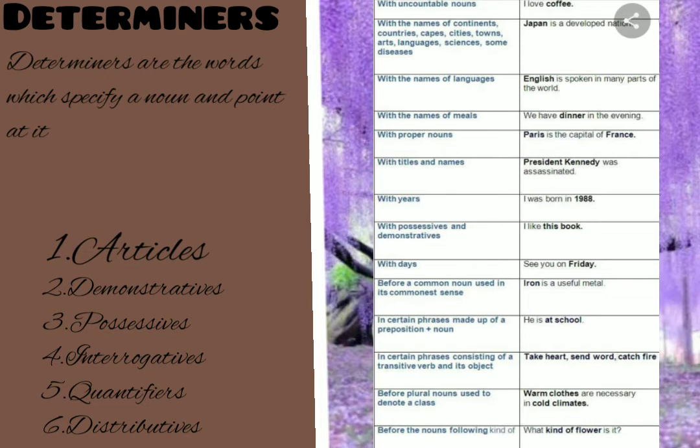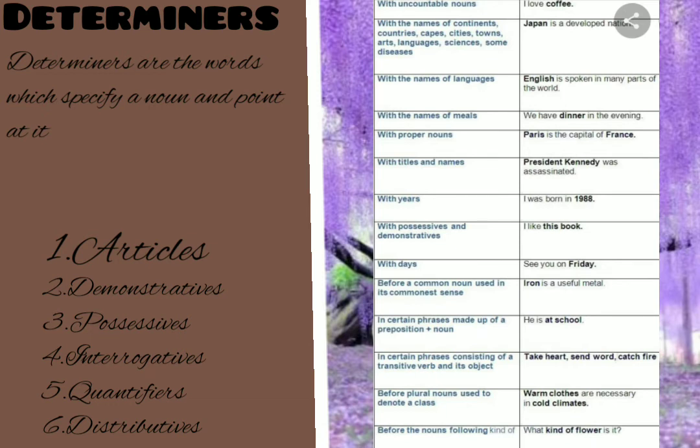Then before a common noun used in its commonest sense, like iron is a useful metal. It is a common noun, and before that we have skipped articles. We omitted the article before it. So there are so many cases where we omit articles. In certain phrases made up of a preposition plus noun, like he is at school. What is "at"? That is a preposition, and school, that is a noun. So we have to omit the article in such cases where we have phrases made up with the help of a preposition and noun.